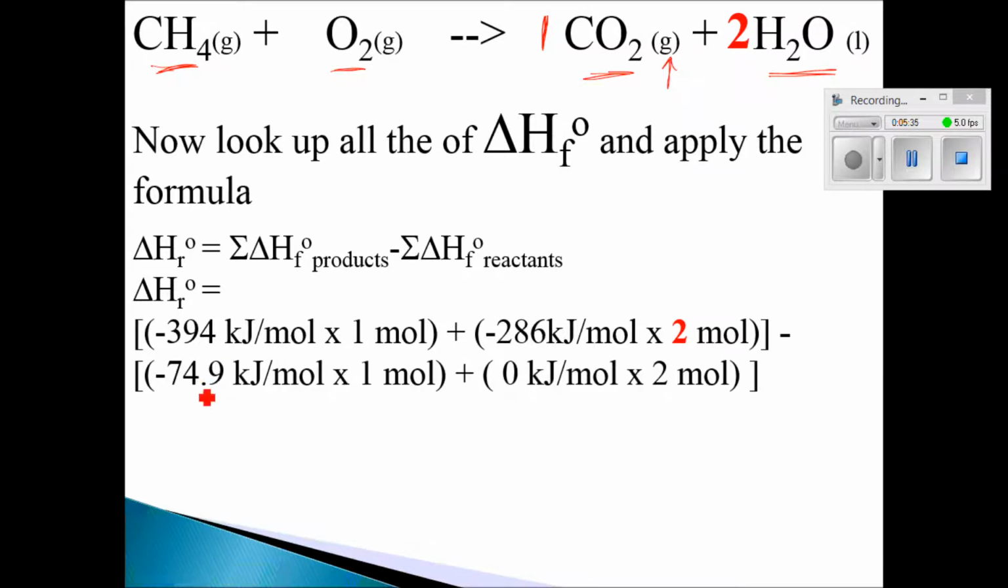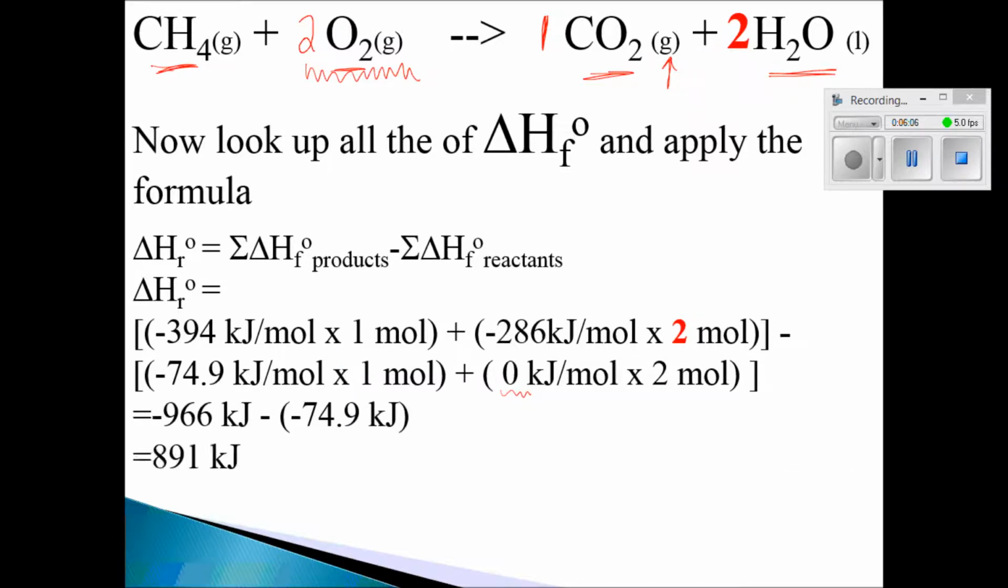And if you take a look for methane gas, it's 74.9 kilojoules times 1 mole. And the heat of formation of anything made up of its elements is actually 0. Okay, so that's why this is a 0 here. It is 0 kilojoules per mole. You multiply it by 2. If you take a look, this actually should have a 2 here when it's balanced correctly. So that's actually a mistake on my behalf. And when we add that all up, we do some algebra, and we get an answer of 891 kilojoules.